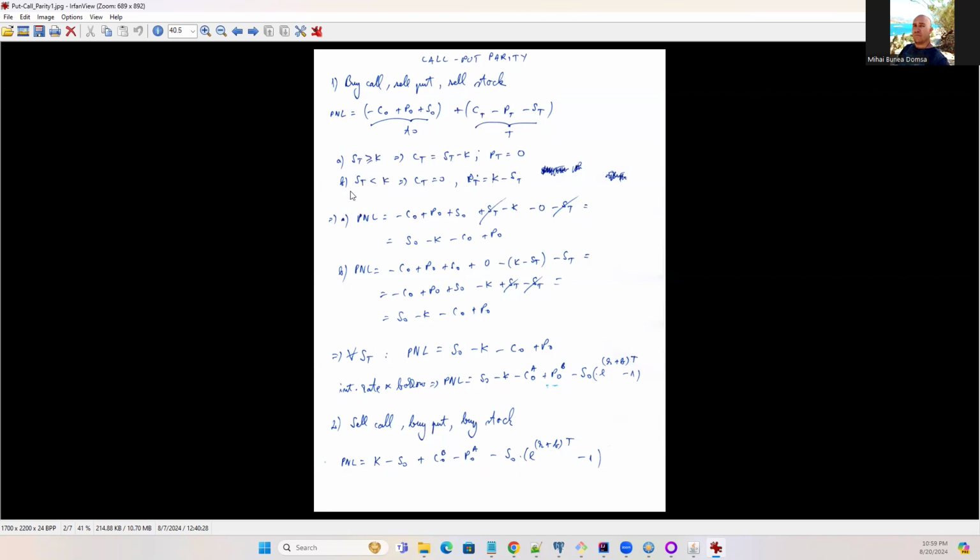So you have two cases and you replace the P&L, profit and loss, for both cases. In both cases, the stock price at expiry disappears. So you are left with the same formula, which only depends on the prices now: stock price now, call price now, and put price now.